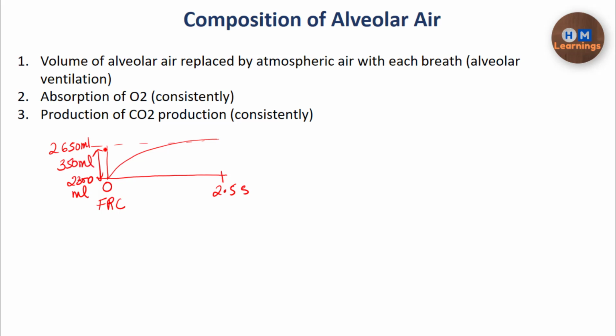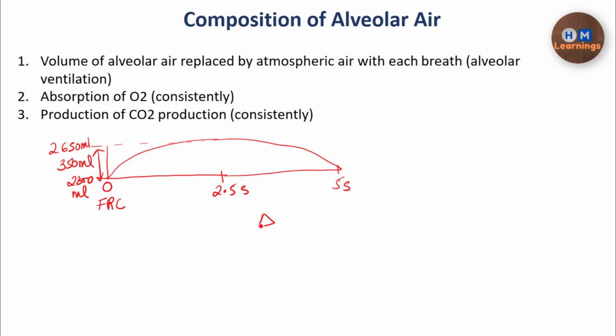So what happens in a normal person when he is inspiring? 500 ml of air is the tidal volume, out of which only 350 ml enters the alveoli, and 150 ml stays in the conducting airway. So the alveolar air which enters the lung during that one inspiration is 350 ml. It adds to the volume of air in the alveoli, and ultimately the air at the end of inspiration in the alveoli is 2650 ml. Then after inspiration, expiration happens, and this air goes back to the functional residual capacity, which is 2300 ml.